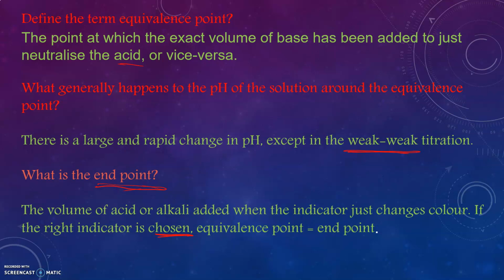So at the end point, actually the equivalent point is equal to the end point. So to make it simple, the end point is the point at which the acid or base changes its color if the right indicator is chosen. And at that point, the equivalent point is equal to the endpoint, if you use the correct indicator for the reaction.